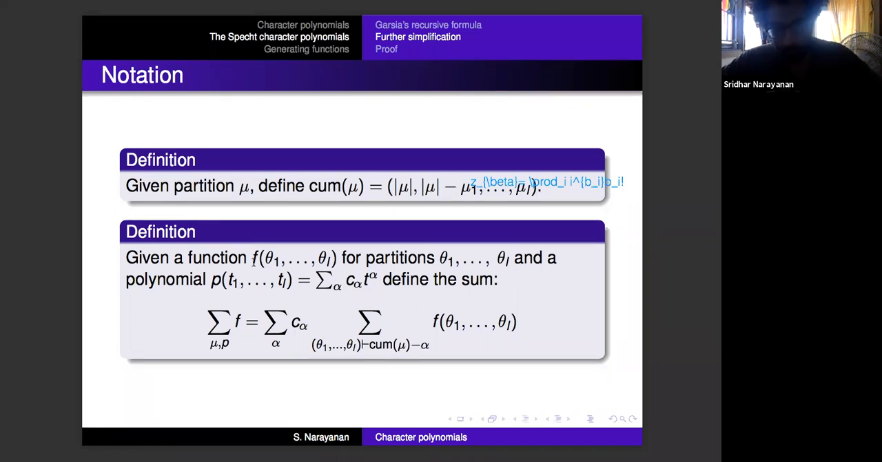And then we need this summation. Suppose you have a function that has L arguments, and the L arguments happen to be partitions, theta 1 to theta L. And you have this polynomial which breaks up into a sum of monomials. We define the sum over the partition mu and over the polynomial p of the function f as follows: you replace each monomial t raised to alpha by this sum. Each t raised to alpha specifies the sizes of the partitions theta 1 to theta L, and the sizes are obtained by subtracting the corresponding entries of alpha from this cumulant. It's probably a difficult thing to get.